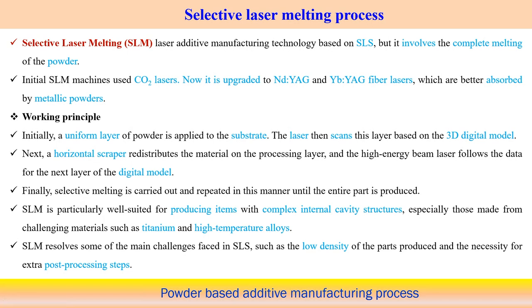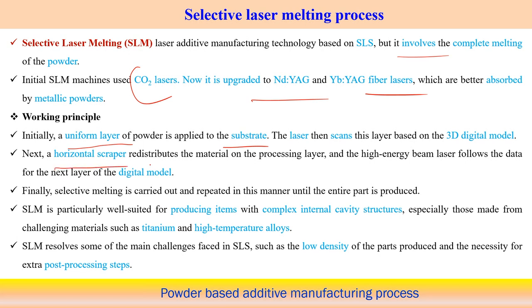Now selective laser melting: instead of the sintering operation, here we perform a melting operation. This is one type of laser additive manufacturing process, selective laser melting, and we follow a similar procedure. Here we can use a CO2 laser, or a fiber laser can also be used, and this type of laser handles metallic powder better. The working principle of this process is that we create a uniform layer of powder on the substrate, and then the laser scans the substrate and performs the operation for this particular layer. Then we go for the next layer, simply filling for the next layer.